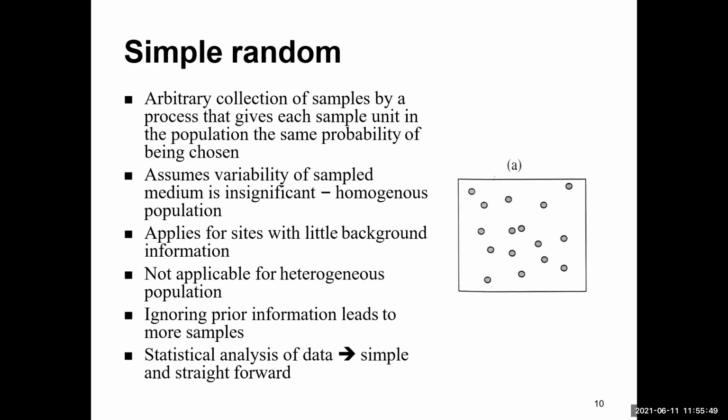Simple random. Simple random is to collect the sample randomly. Which places? The collection of samples by a process that gives each sample unit of the population the same probability of being chosen. Assume the variability of the sample medium is an homogeneous population. Applied to sites with little background information, not applicable for a heterogeneous population.